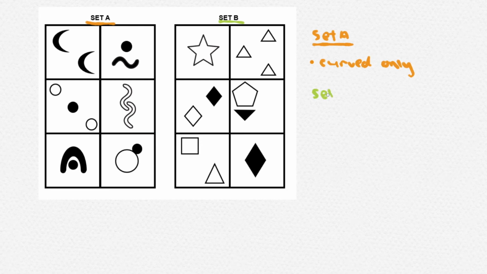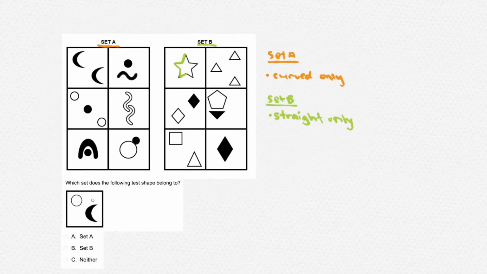Like I said, in set B, all edges are straight. That must mean that the overall rule of set B will be straight edged only. See how the pattern between these two sets is similar but not exactly the same. In all these questions, you will always find out that the overall rule will be similar. So let's try our first question. Which set does the following test shape belong to?